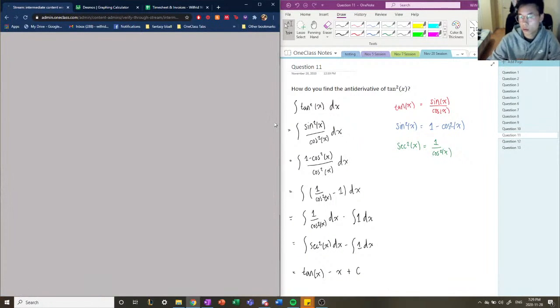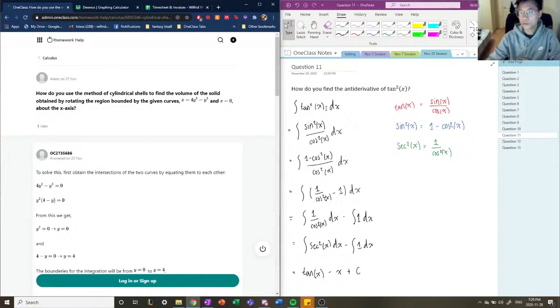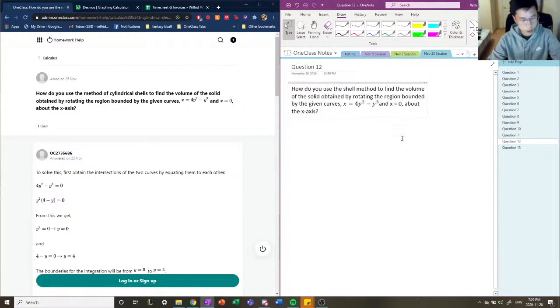Okay, cool. So we have 2 more questions. So the next one is kind of a big question, so I'll just try to go through it with you guys right now. So how to use the shell method to find the volume of the solid attained by rotating the region bounded by the curves x equals 4y squared minus y cubed and x equals 0 about the x-axis.